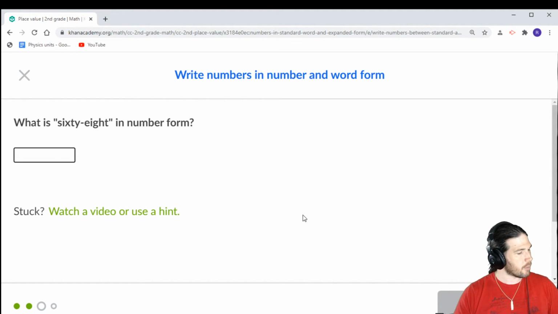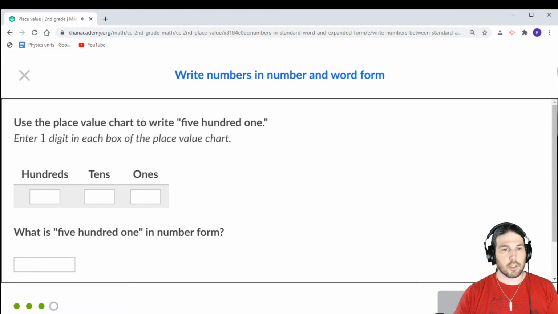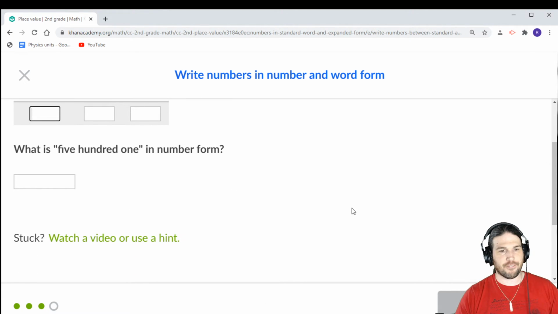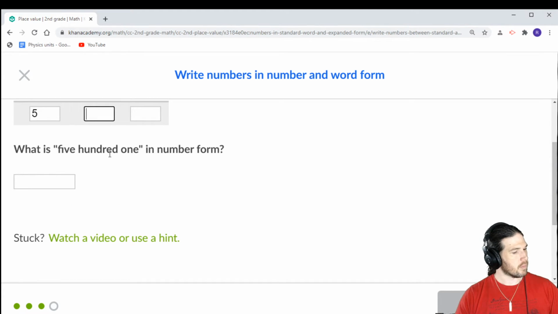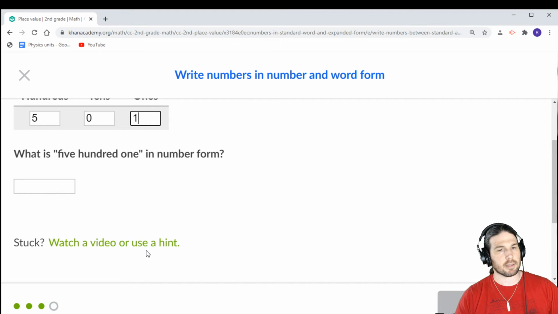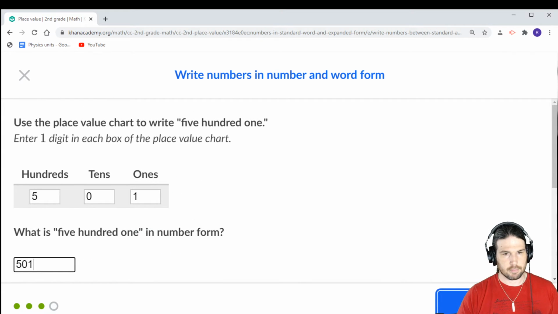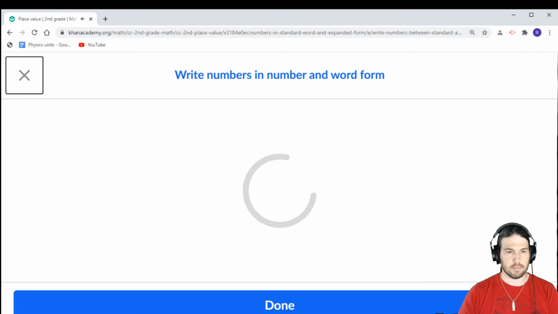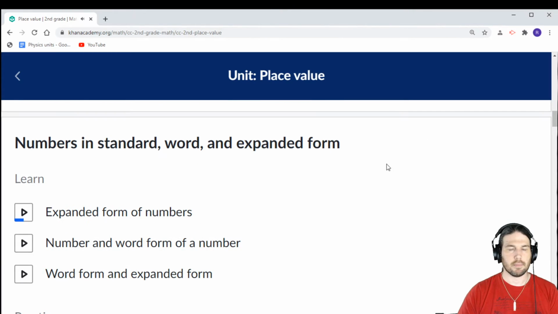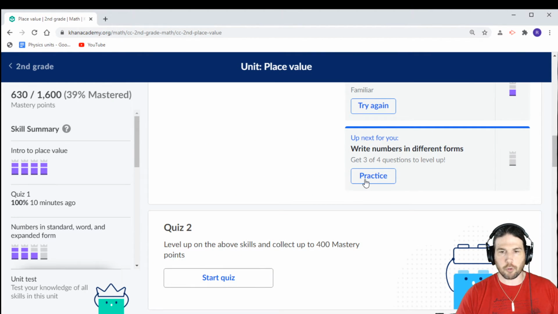What is 68 in number form? Use the place value chart to write 501. So that would be 5 in the hundreds place, 0 in the tens place, 1 in the ones place. In number form, it is 501. There we go. We will move on to write numbers in different forms.